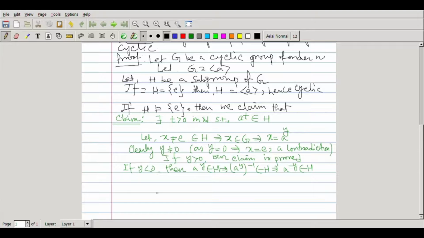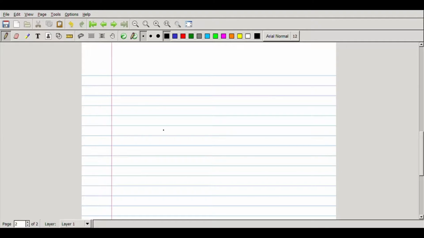Okay, so we now take m to be the minimum of all such t positive for which a to the power t is in H. So clearly a to the power m is in H. This implies that the cyclic group generated by a to the power m is a subset of H. We now prove the other part, that is, H is also a subset of the subgroup generated by a to the power m. So how do we prove this?